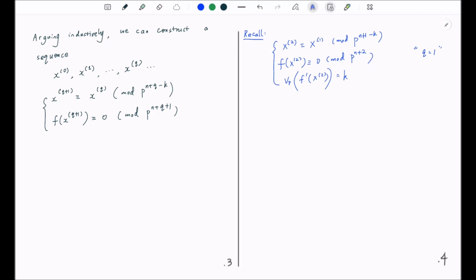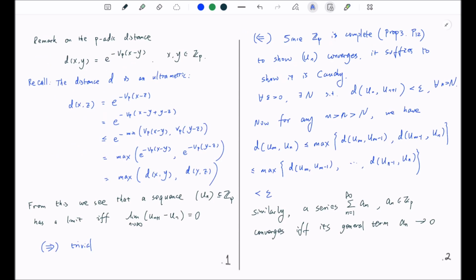Now, we observe that this sequence x^q will form a Cauchy sequence. And to verify this, it suffices, by the previous remark we had, to verify just that the difference between two adjacent terms in that sequence will go to 0 as n goes to infinity. This remark corresponds to the remark on page 13 of Sarah's book.